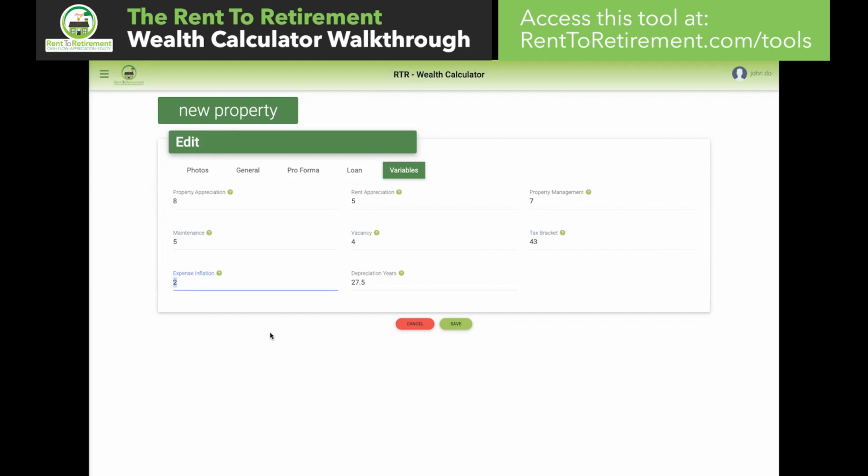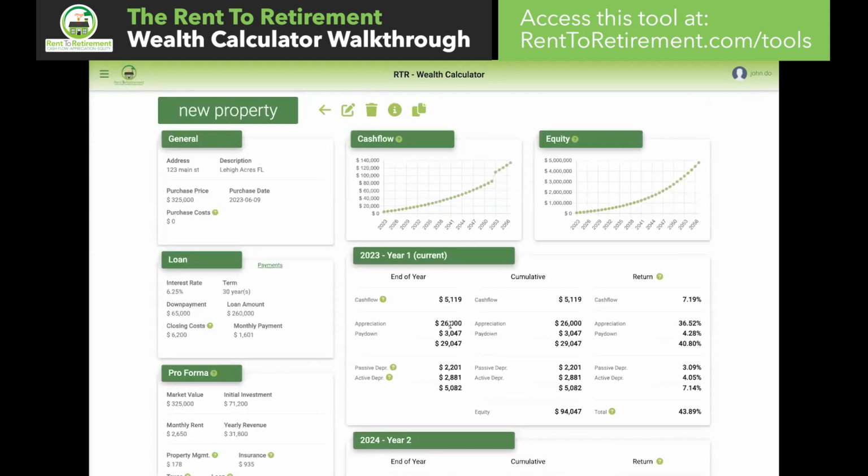Expense inflation, again, for this property, new construction, we expect first 10 years very minimal maintenance, but we'll just put 2 or 3%, I think is fine there, and single family depreciation. So this is really important, this variable page. Make sure you save before you exit this. That way it actually adjusts the numbers, right? And then here you go.